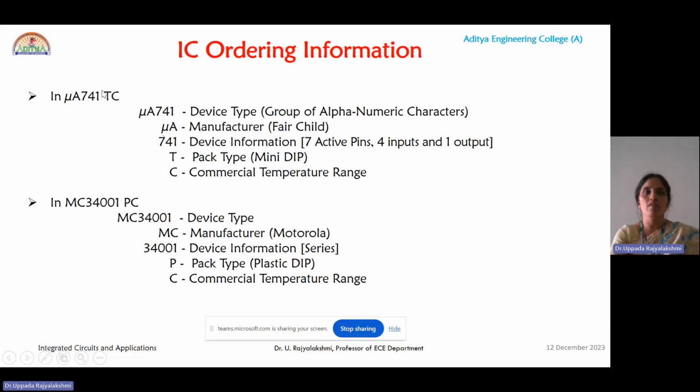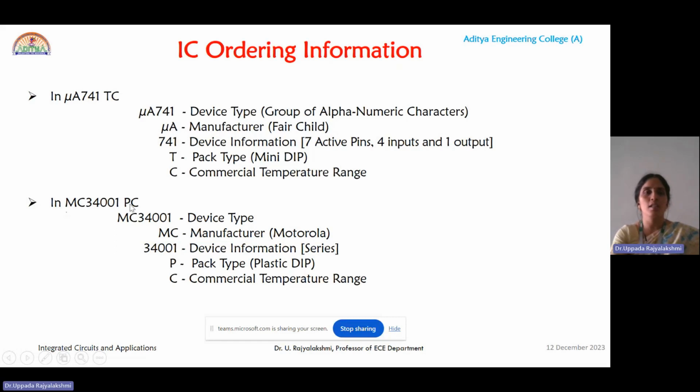Later you will have some space followed by TC, where T represents the package type, here the mini dual inline package. And C represents that the temperature range is suitable for commercial applications, that is the commercial temperature range from 0 to 70 degrees Celsius.